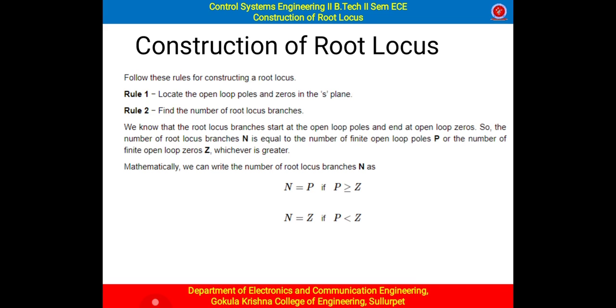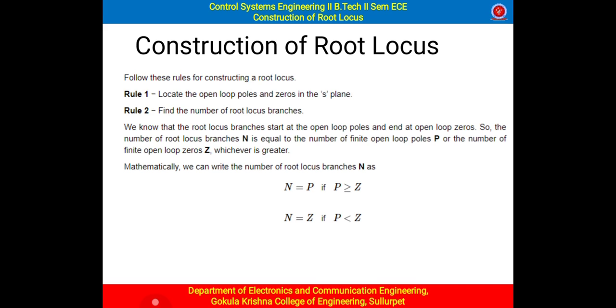the root locus. The first rule or first step: locate open loop poles and zeros in the S plane. Okay, so we'll have the open loop transfer function and we can calculate poles as well as zeros. So in the first step we just locate these poles and zeros on the S plane. The second one: find the number of root locus branches.